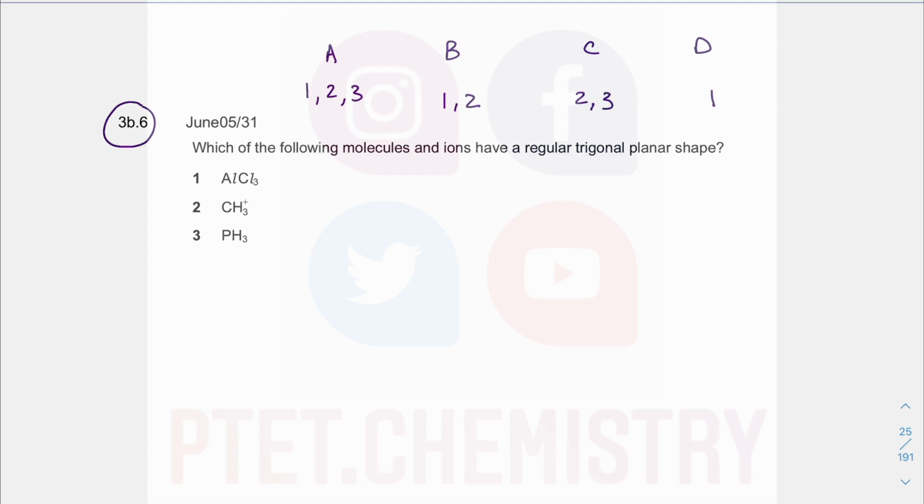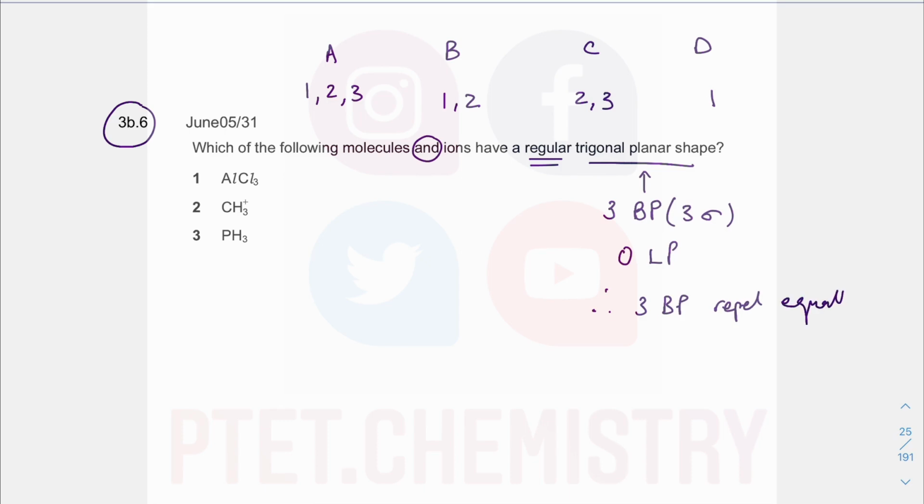So in this question, which of the following molecules and ions have a regular trigonal planar shape? Trigonal planar shape means you have 3 bond pair, where we only count the 3 sigma, and you have 0 lone pair, and therefore the 3 bond pair repel equally.